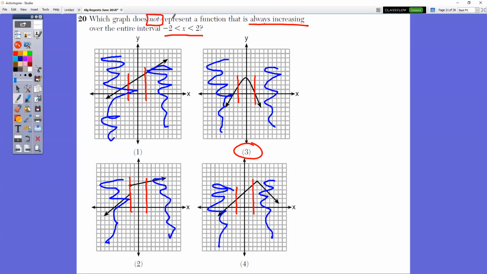So which graph does not represent something that's always increasing? Is choice 1 increasing? Yes, it is. Is choice 2 increasing in between the 2 red lines? Yes, it is. Is choice 4 increasing between the 2 red lines? Yes, it is. Notice that choice 3, which is our correct answer, goes up, but then it goes down. So that would be choice 3.